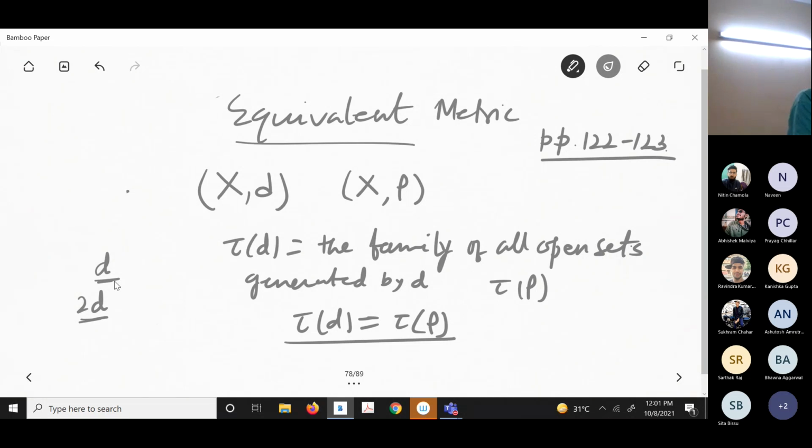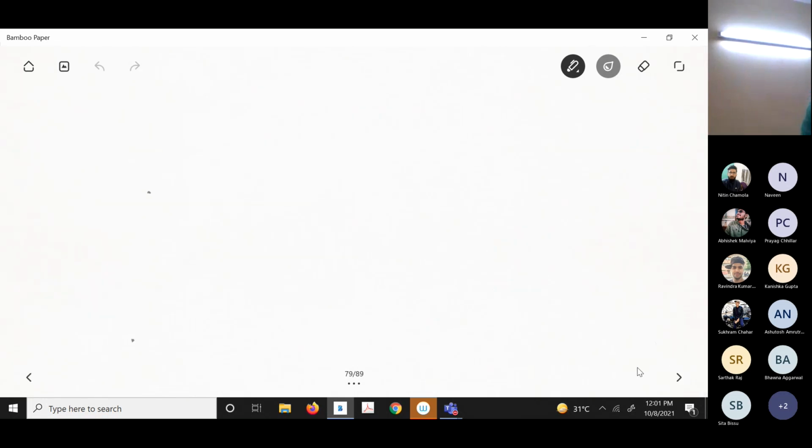So they are equivalent. Here I said that this theorem, like I have given two more equivalent conditions, that it will be equivalent to take identity map from X with D to Y with rho. So not only, look, this is apparently different metric. This will be continuous and inverse.